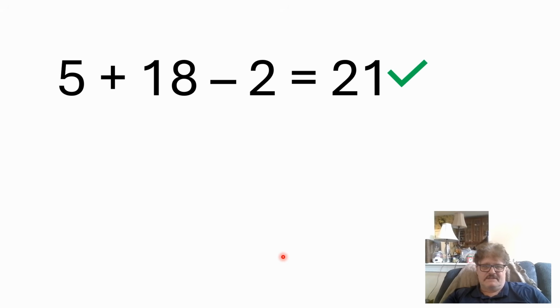Now the rest of this is pretty simple at that point. 5 plus 18 is 23. 23 minus 2 is 21. So your final answer here would be 21.